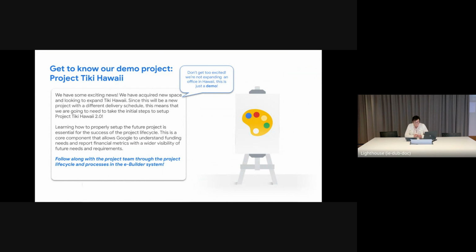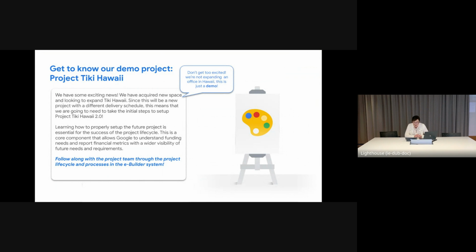So in our scenario, we have acquired new space and are looking to expand Tiki Hawaii. This means that we are going to need to take the initial steps to set up an ad hoc Project Tiki Hawaii 2.0. The objective of project initiation is to make sure everyone is aware of pipeline projects and kickoff timelines.